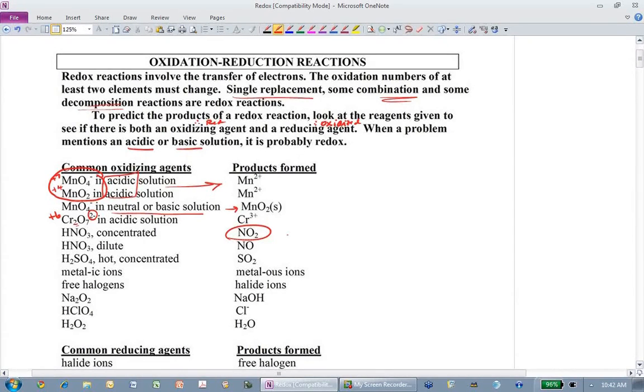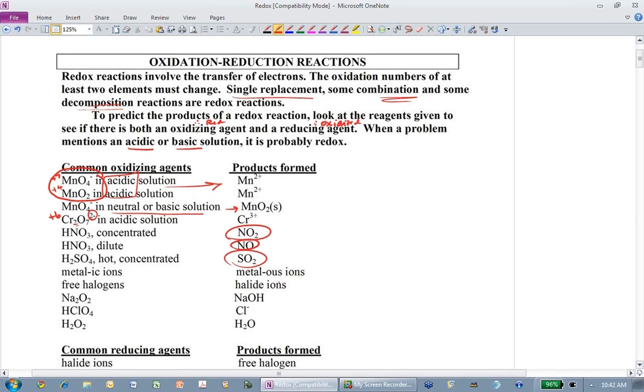If we have dilute nitric acid, then we don't have as much capacity to make NO2, and we make NO instead. If you take hot concentrated sulfuric acid, then you make SO2. If you have a metallic ion, it will go to an ion. If you have a halogen, it will go to a halide ion. Don't let those words scare you.